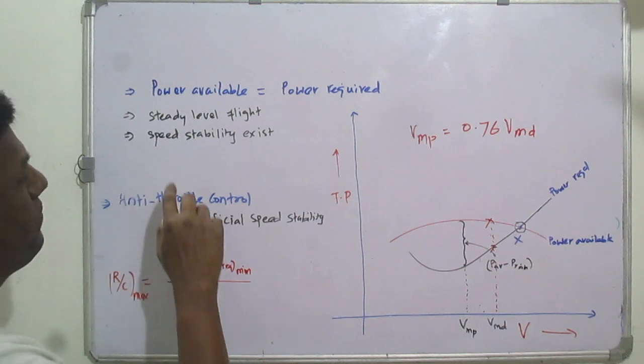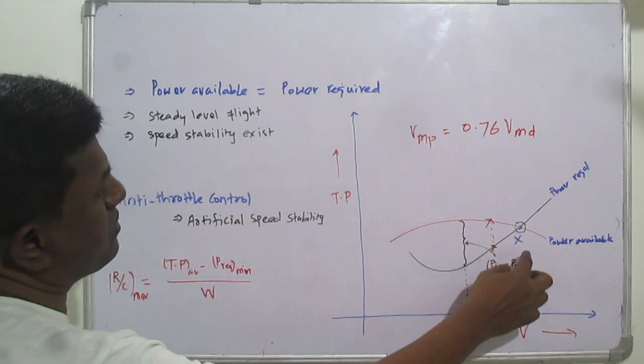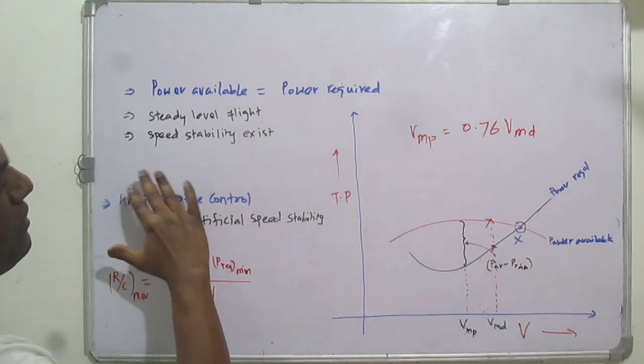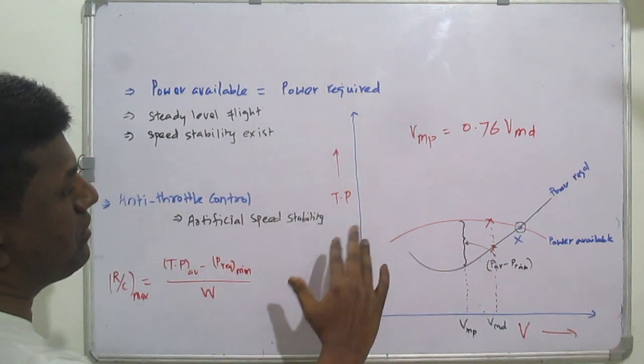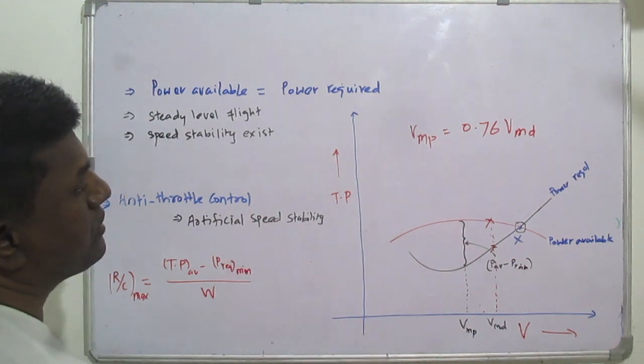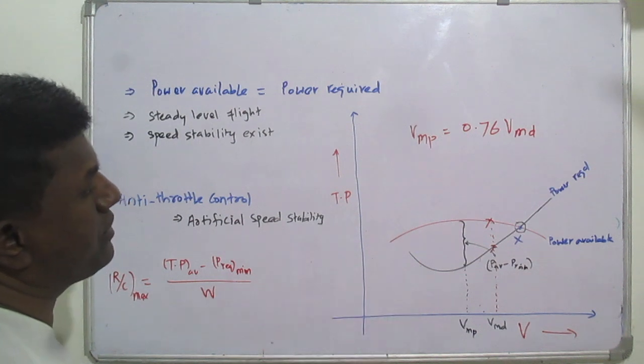Also, when speed stability exists, we can understand that from this curve. And this is all required because we are flying in the steady level flight. That means we are discussing steady level flight.